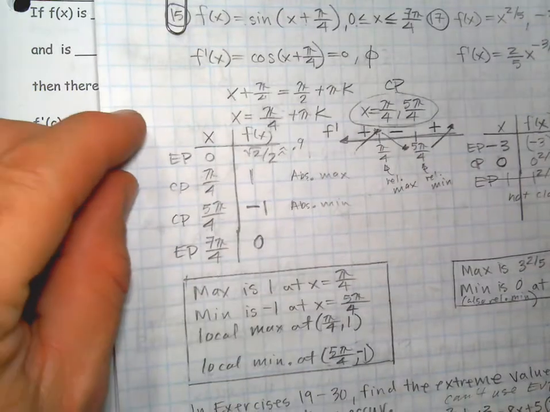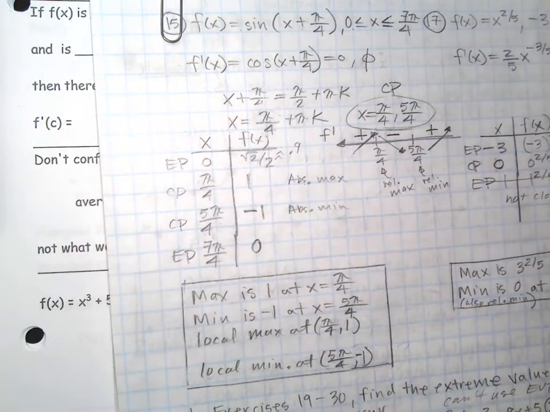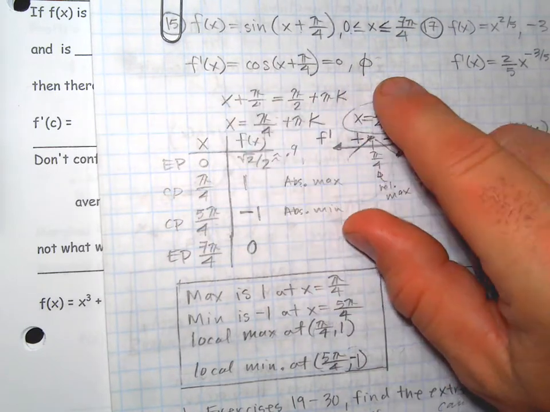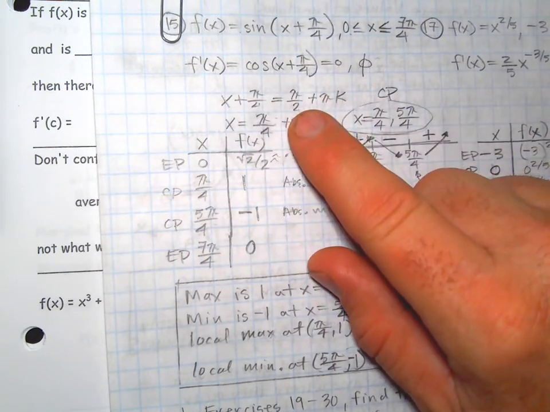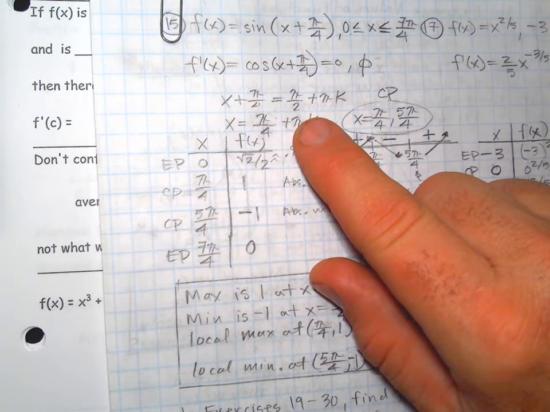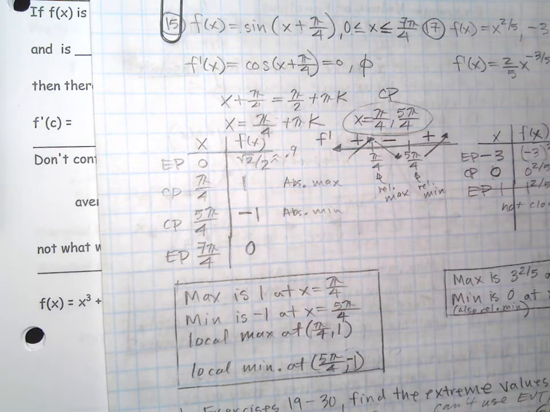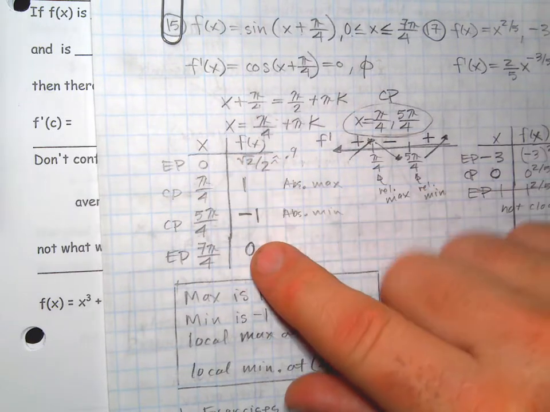Number 15, we got endpoints, we take critical points, take the derivative, say equals 0 or undefined. Find the critical points. There's multiple critical points. It's not uncommon with trig. Make a table, plug them all in.